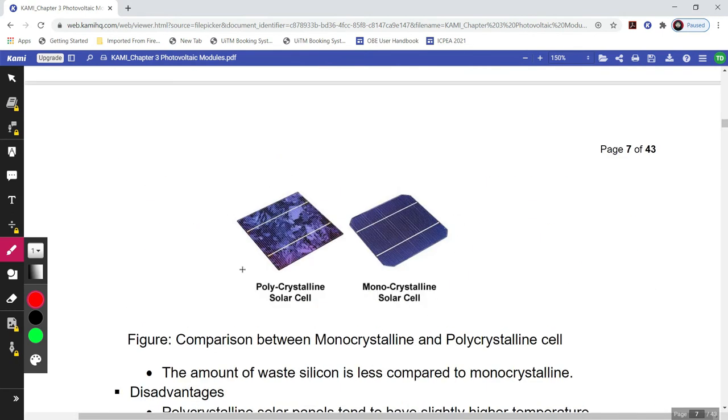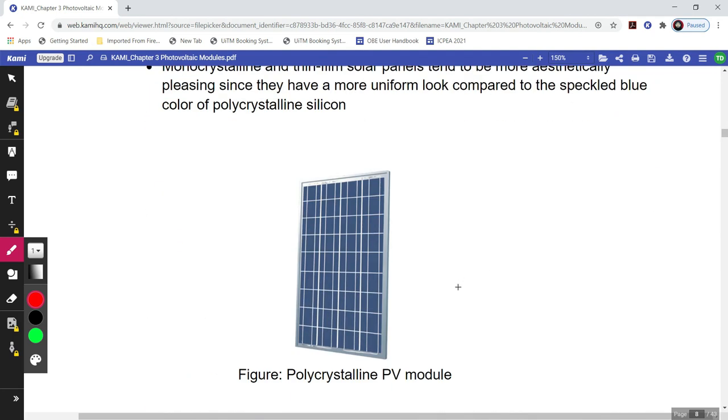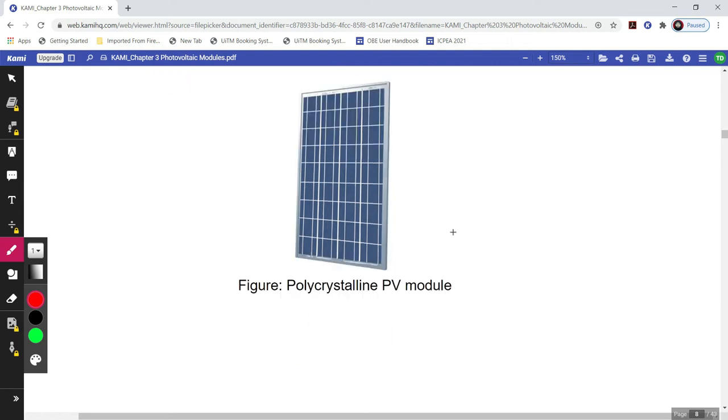If you compare in this picture, they have this speckled blue color, but monocrystalline has this uniform color. This is because this one is from the raw silicon and this one is from the pure silicon. So this is how the polycrystalline PV module looks like. Okay, here we have 1, 2, 3, 4, 1, 2, 3, 4, 5, 6, 7, 8, 9. 9 multiplied by 4, 36 solar cells per PV module.